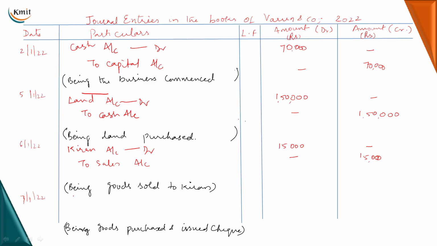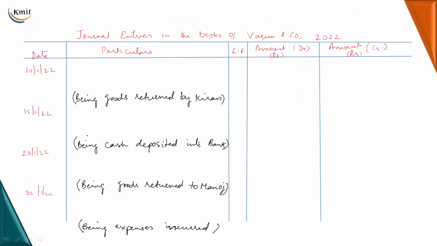So the relevant journal entry will be purchases account debtor to bank account. Amount is 22,000. And below is the narration given to you, that is, being goods purchased and issued check.